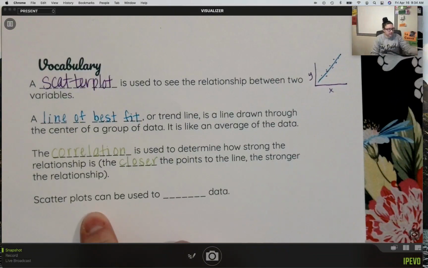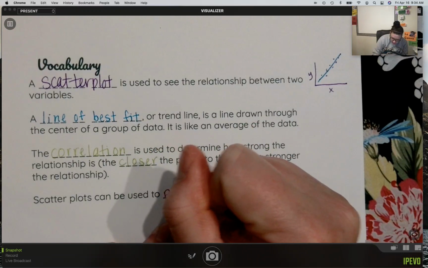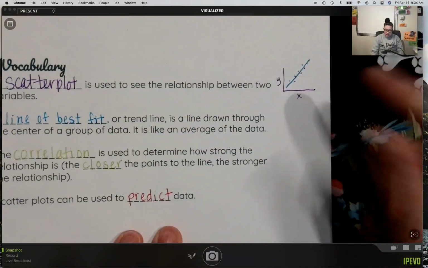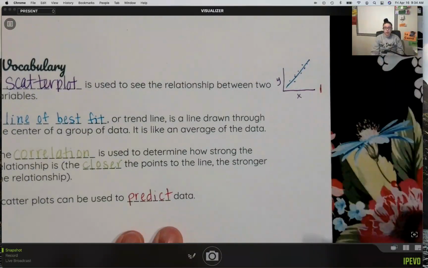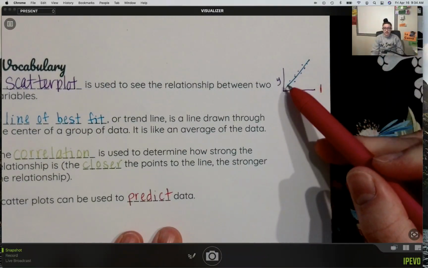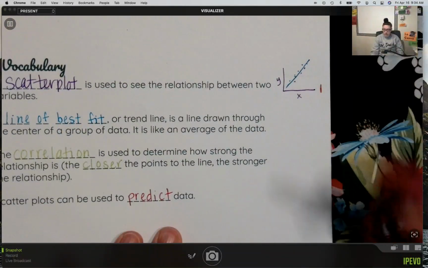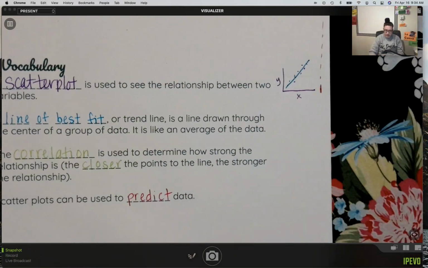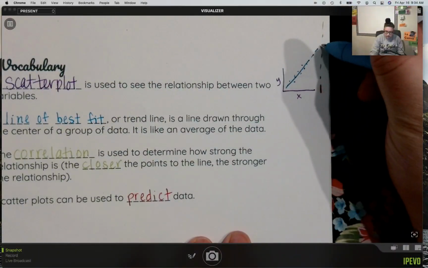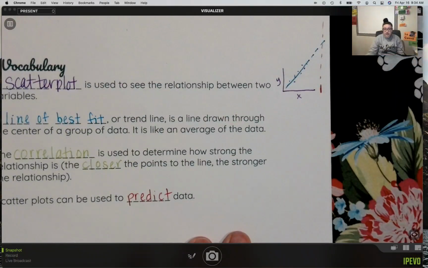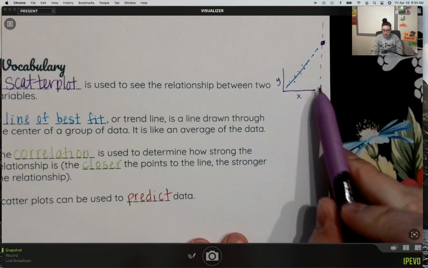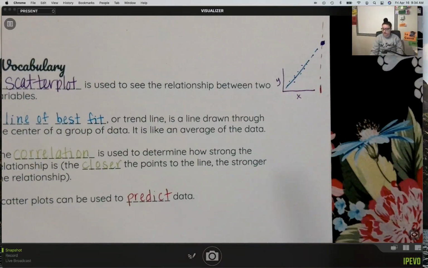Why do we use scatter plots? We use scatter plots to predict data. Maybe I want to know what the information would be like for this point over here. But my line, my dots, they don't go that far. So what I could do is I could extend that line up imaginary, and I can keep drawing out that line. And then that point where those two things meet, that would be a good prediction of what number would be way out there for my data.